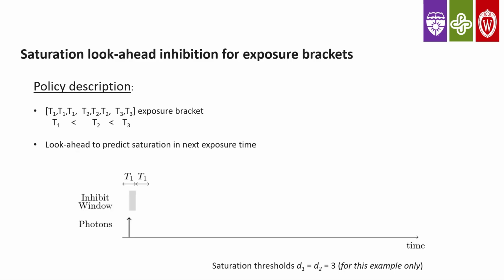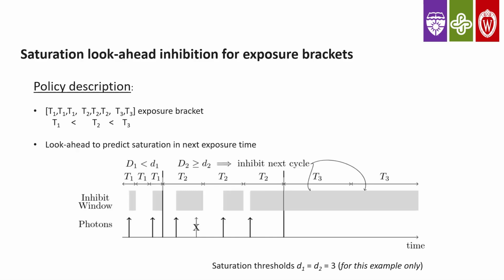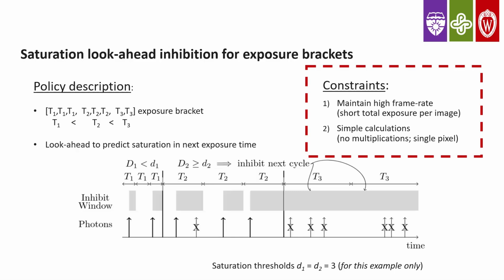In the shortest exposure, 2 photons are detected out of 3 measurements, and the capture keeps going. In the medium exposure, it is 3 out of 3. This crosses the second threshold, so we disable the longest exposure because it is also predicted to saturate. This prevents all photon detections in that exposure. These computations target simplicity and maintaining a high frame rate.